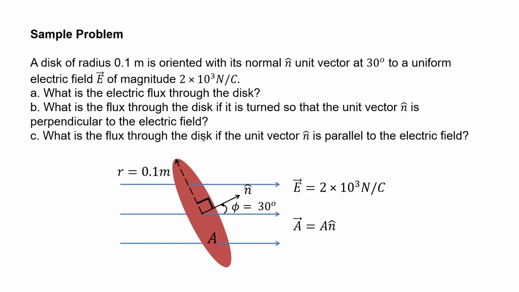Sample problem. A disk of radius 0.1 meter is oriented with its normal n-hat unit vector at 30 degrees to a uniform electric field E of magnitude 2 times 10 to the power of 3 newtons per coulomb. Letter A, what is the electric flux through the disk? Letter B, what is the flux through the disk if it is turned so that the unit vector is perpendicular to the electric field? Letter C, what is the flux through the disk if the unit vector is parallel to the electric field?